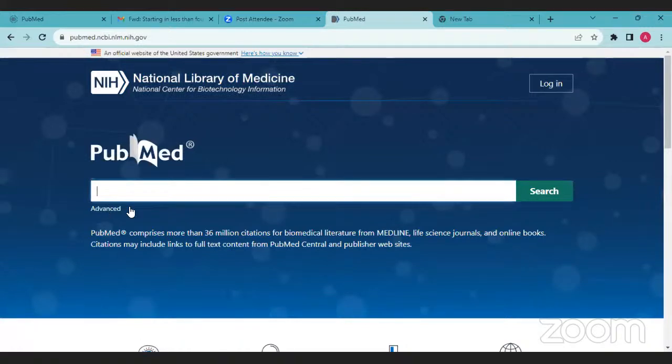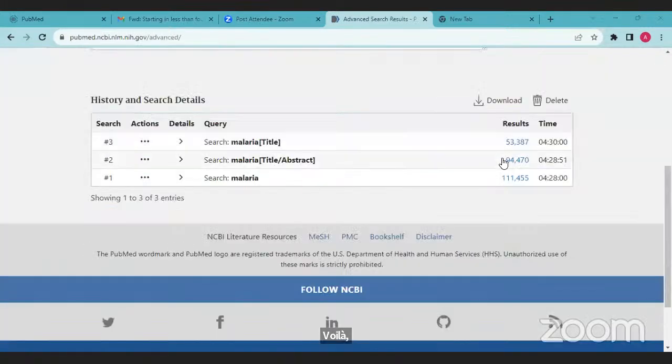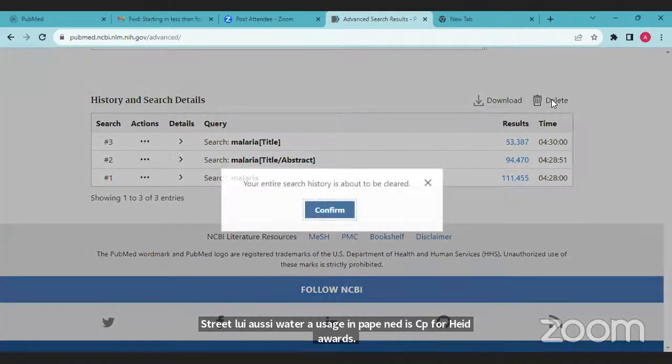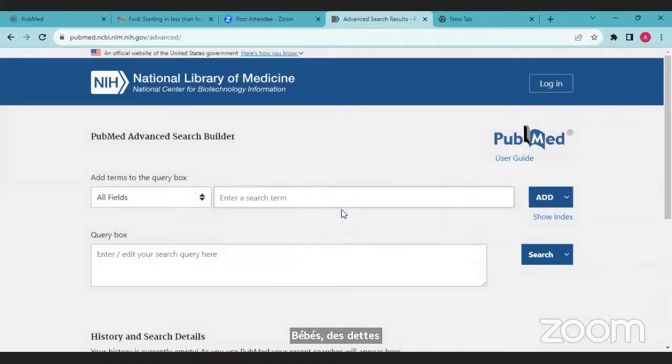So let me go back to advanced, and I want to clear my history. Do you see whatever you search in PubMed is kept for 8 hours? Then it will be deleted. So what we searched is here, but I can always delete my history and start afresh.